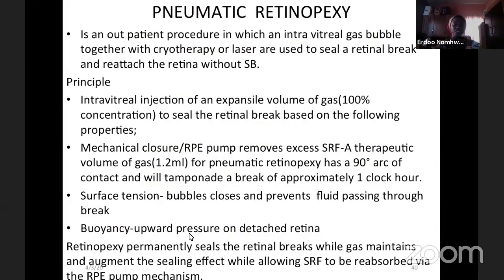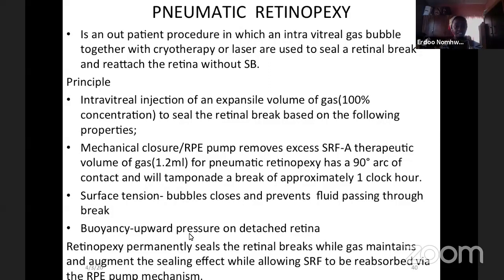Then your surface tension, now there's a diagram to actually show what I'm trying to explain. The surface tension of the gas will help to close and prevent fluid from passing through the break that is there. And then the buoyancy of the gas again helps to create an upward pressure on the detached retina.